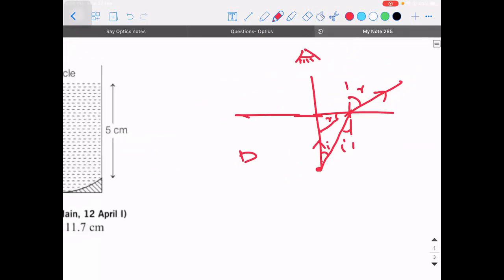Okay. Now tell me, what are all the laws that you can apply? Here it is mu. I'll take it as mu1 and mu2. This is the real depth. This is the apparent depth. சொல்லுங்க.